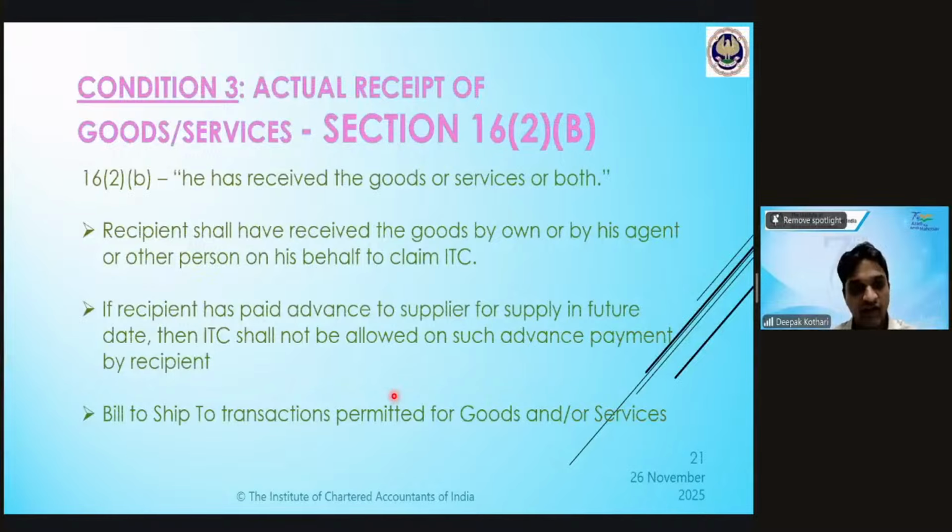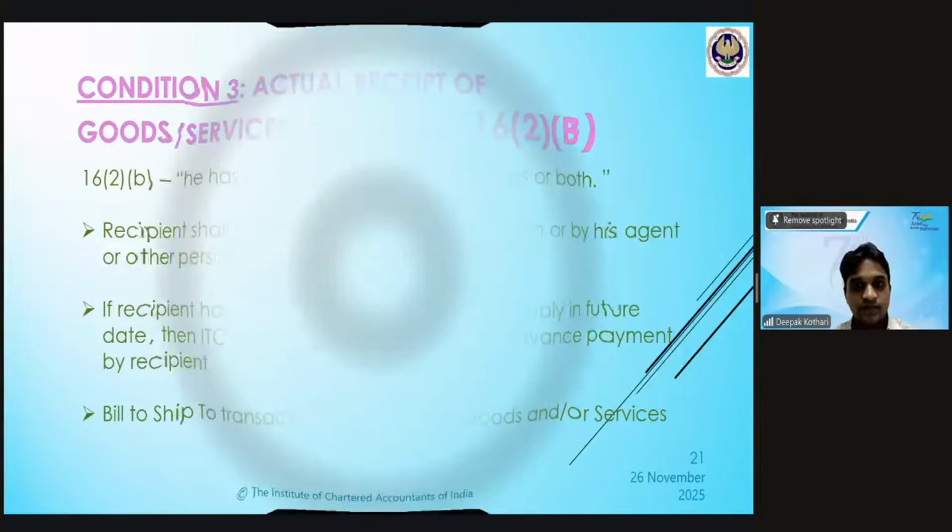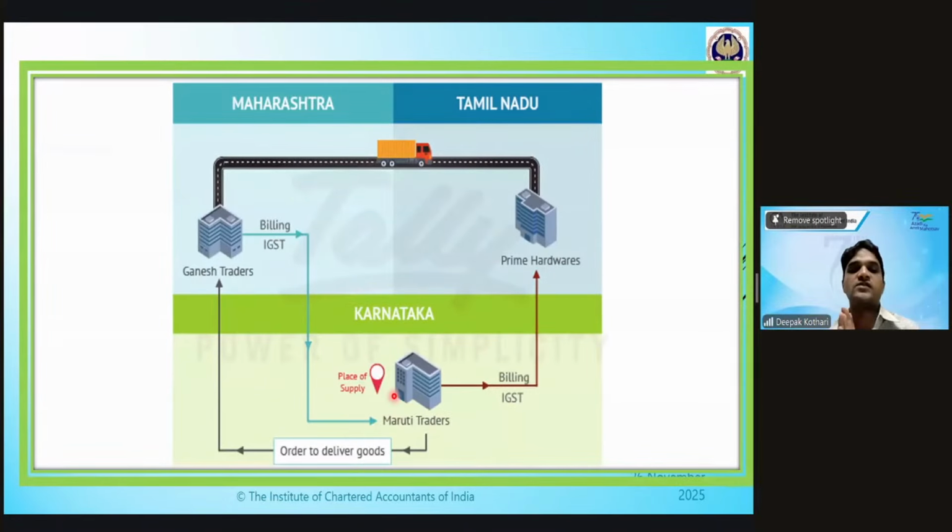Actual receipt of goods. You should have actually received the goods. In case of bill to ship to transactions, when the supplier is billing it to Maruti traders but shipping it to Tamil Nadu, who will gain the credit? We have said that the person who has actually received the goods will claim it. But in bill to ship to transactions, he is delivering the goods to Prime Hardwares on behalf of, on the instruction of Maruti traders, right? So once Ganesh traders supplies to Prime Hardwares, it is deemed that Maruti traders is the receiver. That's the reason the place of supply also is Maruti traders, and he himself is deemed to be the receiver of the goods.